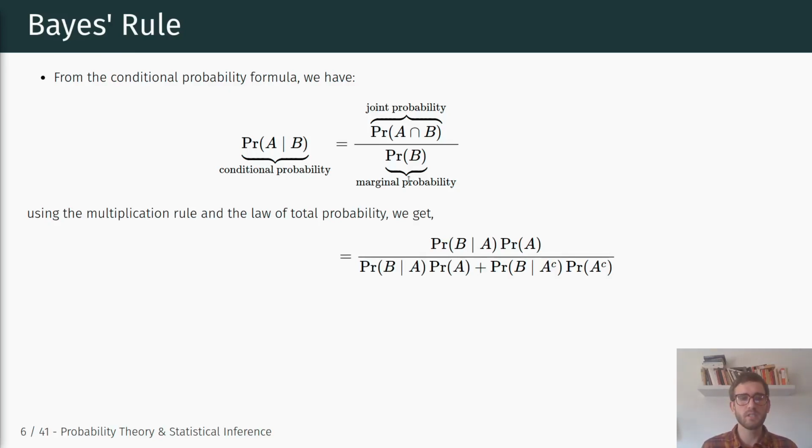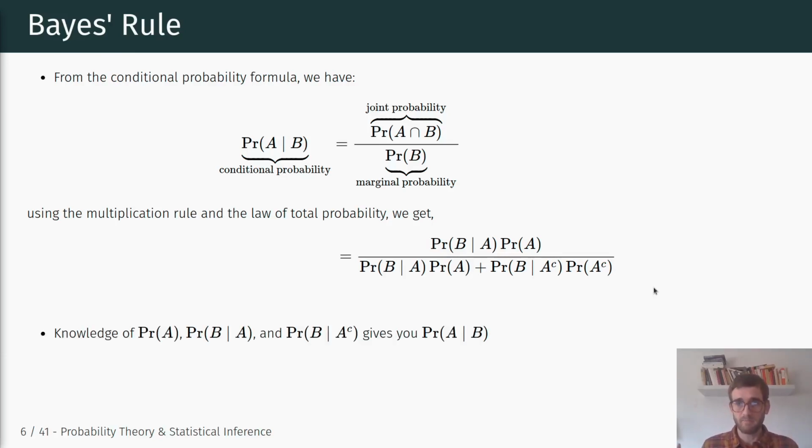And now, using the multiplication rule and the law of total probability, we can express this fraction between the joint probability and the marginal probability as two conditional probabilities. One, the probability of A intersect B can be expressed as the probability of B conditional on A times the probability of A. And then the marginal probability can be split up into the probability of B conditional on A times the probability of A plus the probability of B conditional on A complement, so A not occurring, times the probability of A complement, okay? And so that's basically already Bayes' rule.